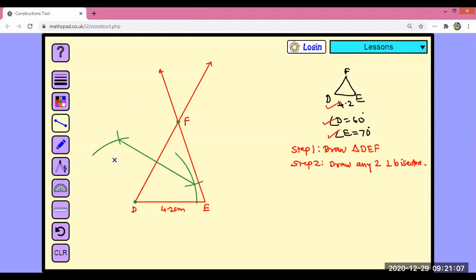Place the steel point on point E. And now you need to measure a distance more than half, right? So this is the side EF. We need some distance more than half. Let's say this is more than half. And then without disturbing the distance, we are going to draw arcs on both sides, right? So here, this is the first arc. We draw a bigger one and then we draw an arc on the other side of this side EF.